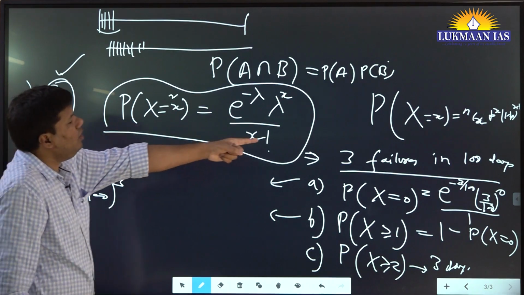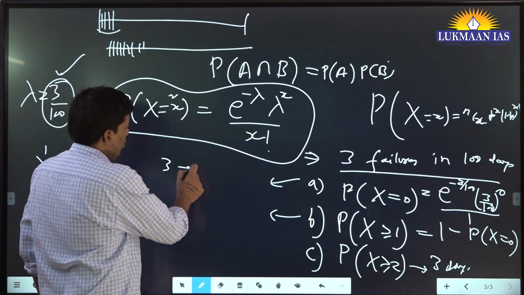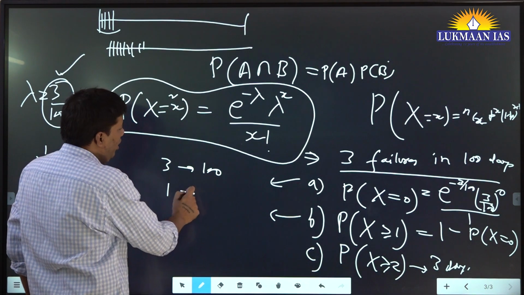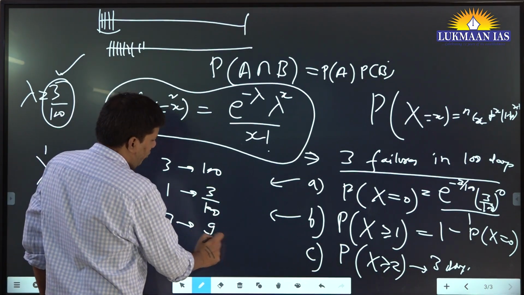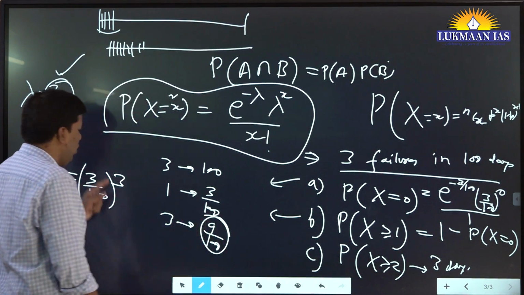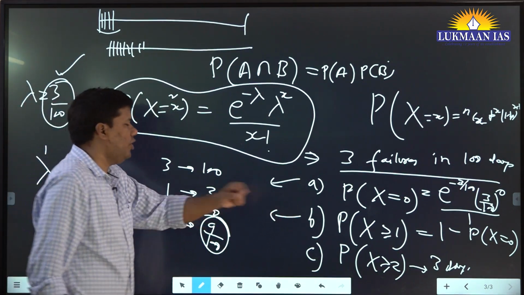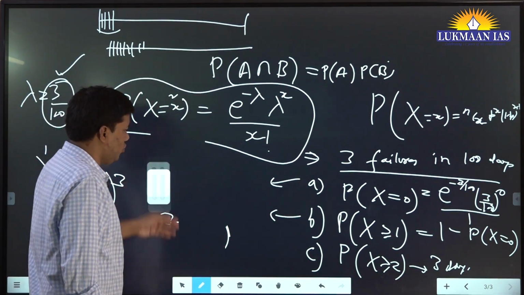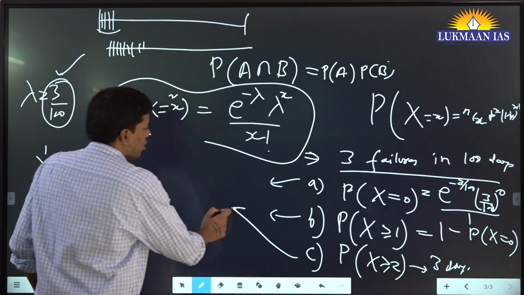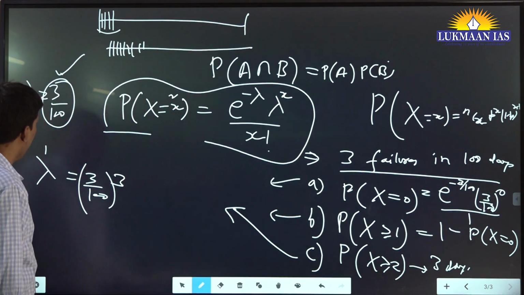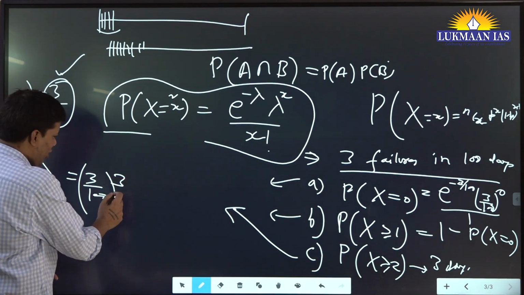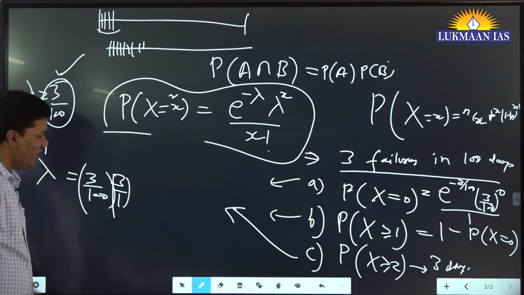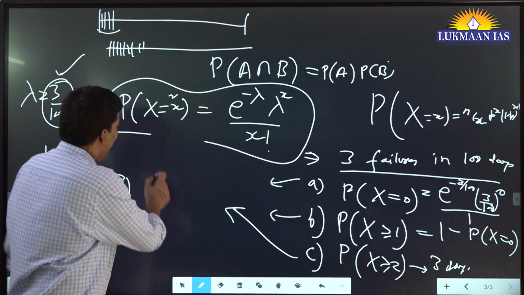Let's say there are 3 failures in 100 days. So how many failures would be in 1 day? 3 upon 100, right? In 3 days, how many failures? 9 upon 100. So that is your new lambda. Given this new lambda, now you will put it in and do this question. It is not 3 whole power. It is multiplication, not whole power. Fine.